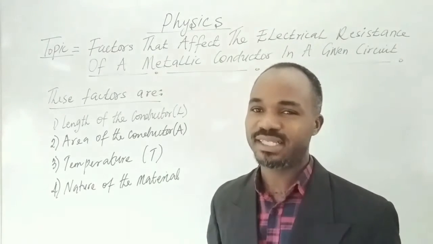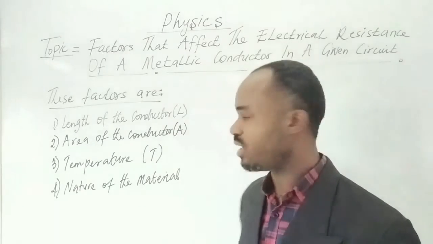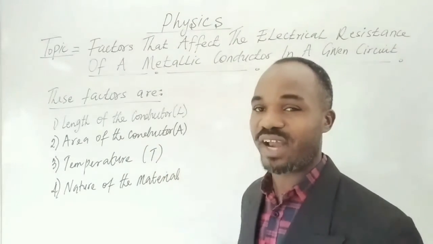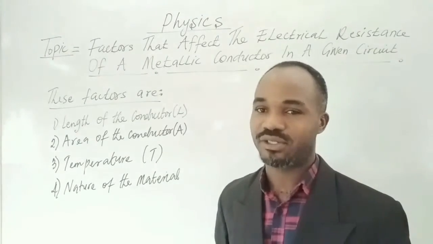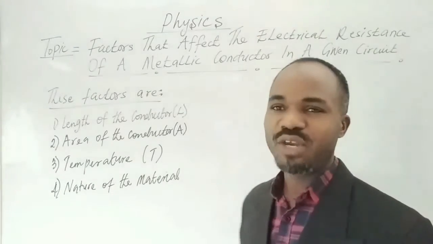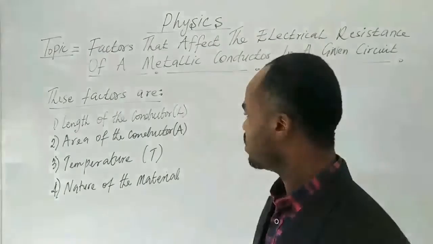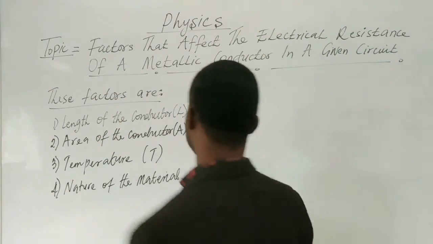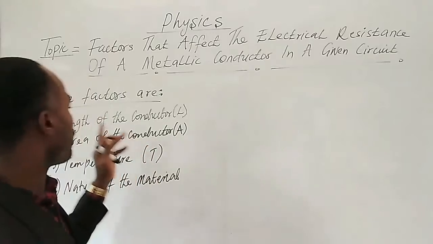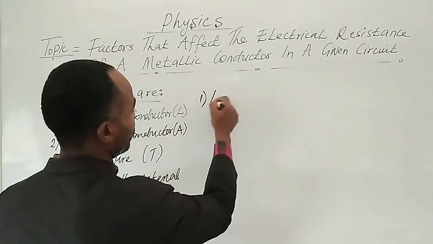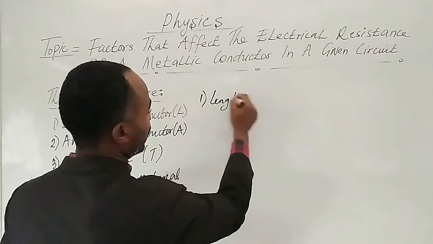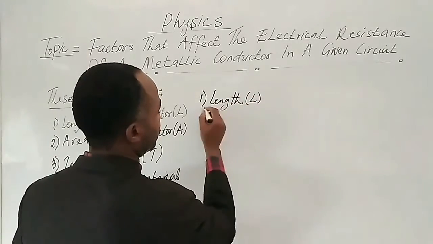Now, we are going to take time to analyze how each of these factors affects the resistance of a metallic conductor. All right, so we begin with number one, the length of the conductor. The length of the conductor, that is L.